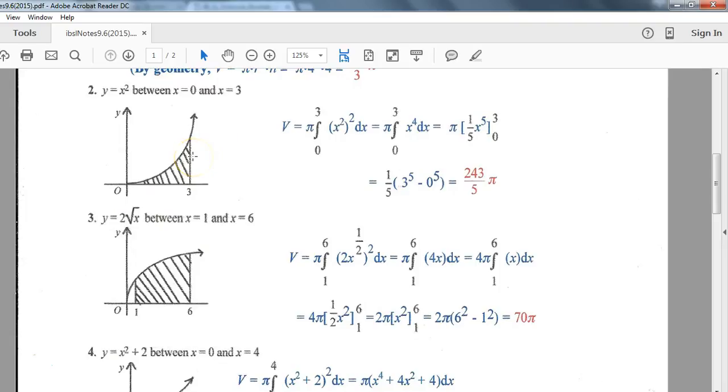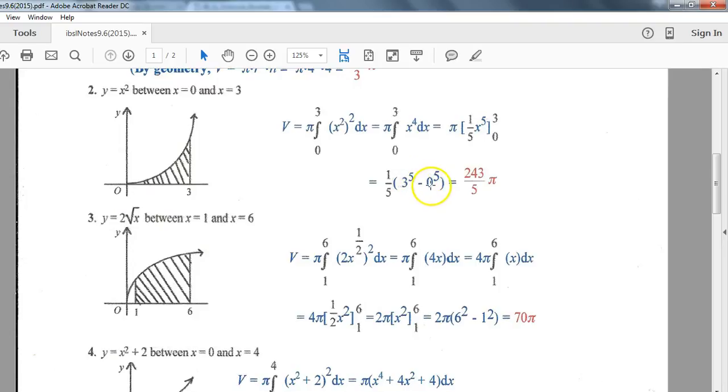So again, our process on this is to take our function of x squared, square it. So we're going to come out with x to the 4th. That's our first step. We're now going to integrate our function. So it becomes x to the 5th over 5. We can now evaluate that from 3 to 0.